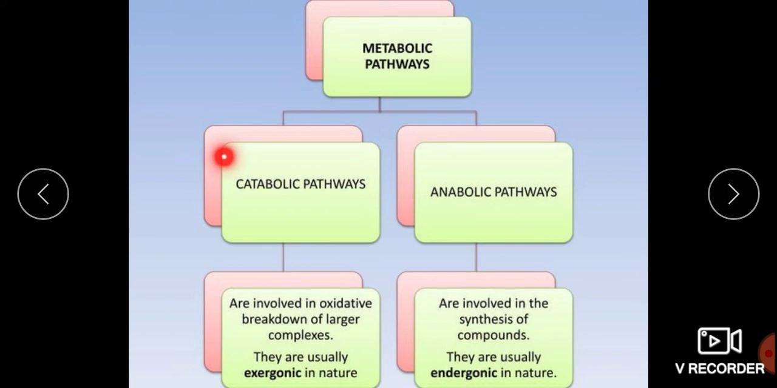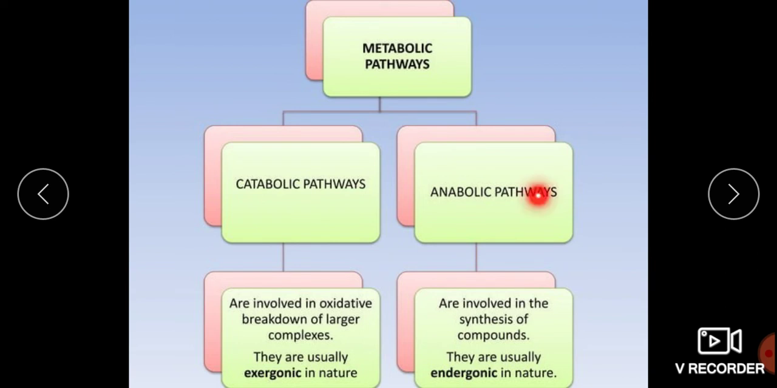In catabolism there is an oxidative breakdown of larger complex molecules. Here the larger complex molecules such as carbohydrates, lipids and proteins get broken down into their monomers, and because of this oxidative breakdown there is a release of energy. These reactions are called exergonic reactions, where there is a generation of energy. So these are catabolic pathways where energy is generated.